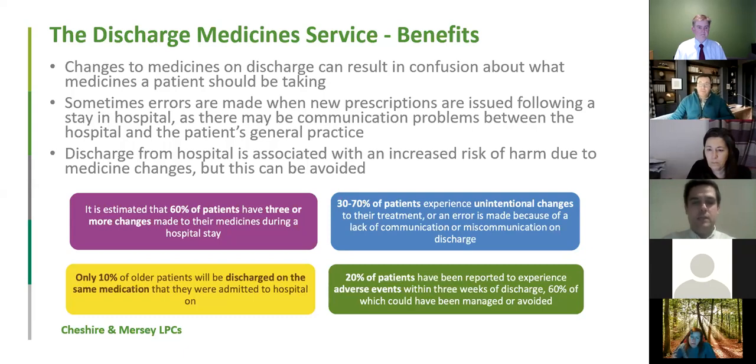And the stats in the colourful boxes underneath on the slide are quite well documented stats now. So we know that 60% of patients have 3 or more medicines changes to the meds when they're in hospital. And then between 30 and 70% of patients do experience some form of unintentional change once they've been discharged through miscommunication, etc. Only 10% of patients will be discharged on the same meds that they were admitted on. And 20% of patients have been reported to experience adverse events within 3 weeks of discharge. And 60% of those could have been avoided.